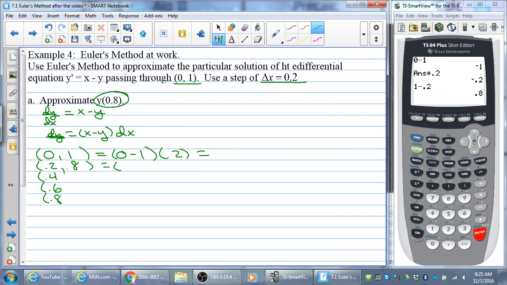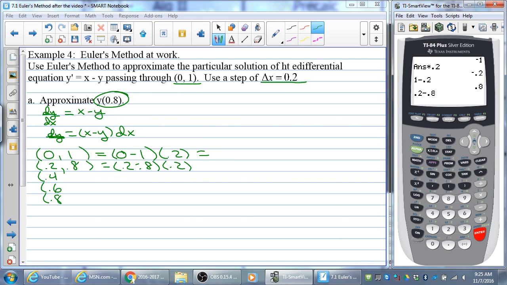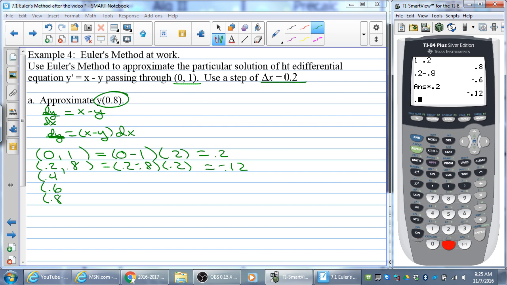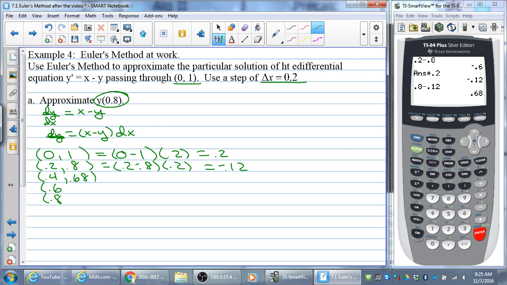Now the next step is 0.2 minus 0.8, times 0.2. So now the y decreases by 0.12. We take the 0.8 that we just got and subtract 0.12. So now it's 0.68. Let me tell you what we've done. Now we've approximated what we would get if we put 0.4 into the original equation. We would get approximately 0.68.